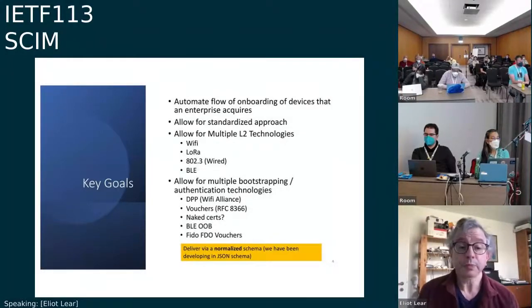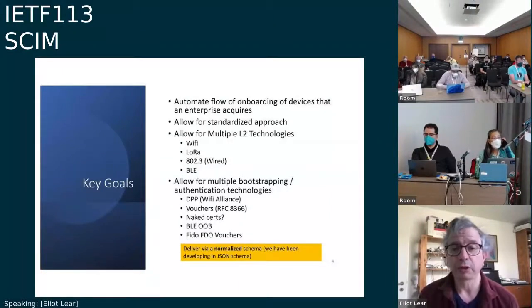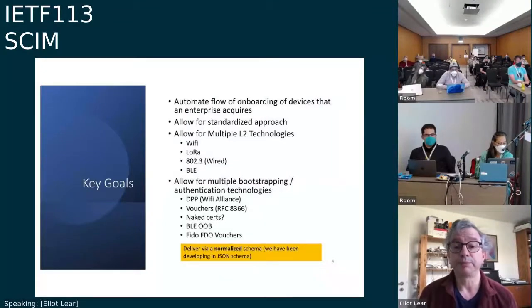So what this means is that we need a certain amount of normalization. And we might even need multiple levels of normalization. And this is something that I think SCIM presents a challenge for at the moment. Next slide.